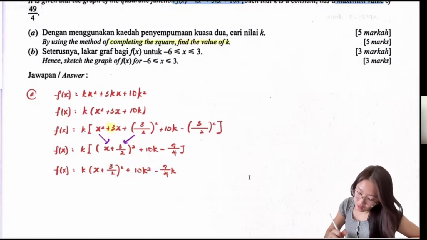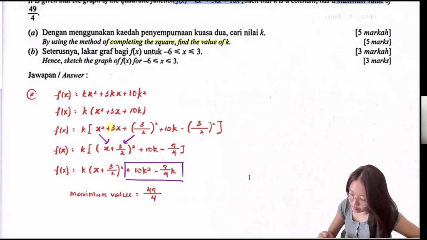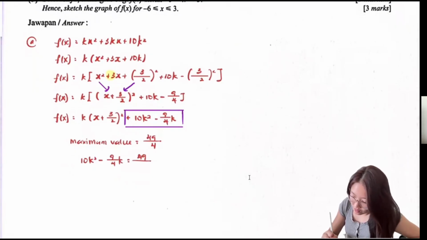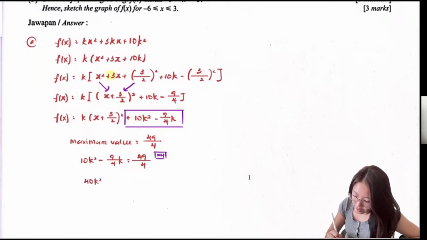Okay, so they say maximum value is 49/4. So basically what they are talking about is the terms behind here, behind your square bracket. So take this down, 10k squared minus 9/4k equals to 49/4. Okay, remove the fraction, the whole equation I multiply with 4. So this becomes 40k squared minus 9k equals to 49.